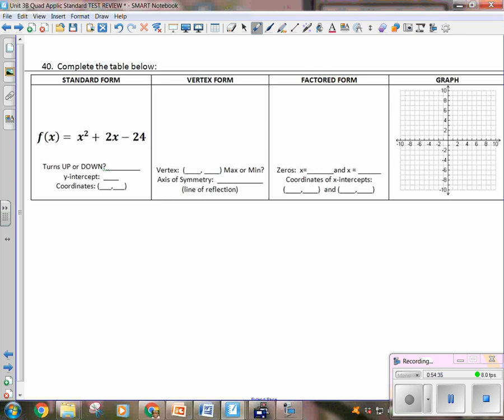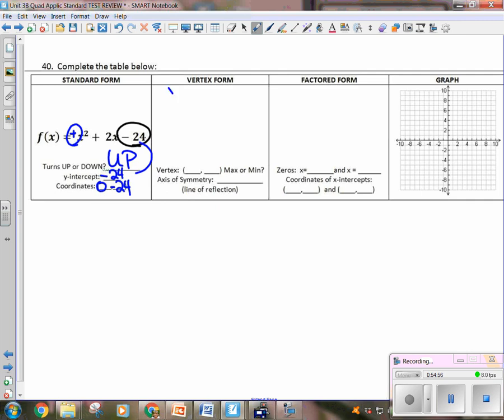Last one. Okay, standard form, the number at the end tells me my y-intercept. So my y-intercept is -24, which is 0, -24. This has a positive, so this thing's going to turn up. That's everything I can get from standard form.